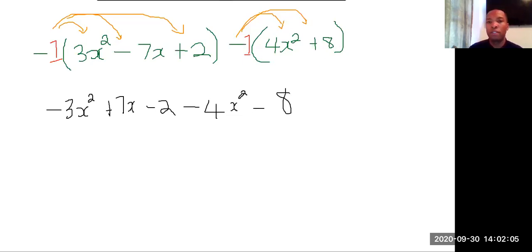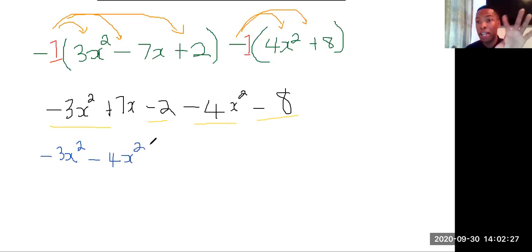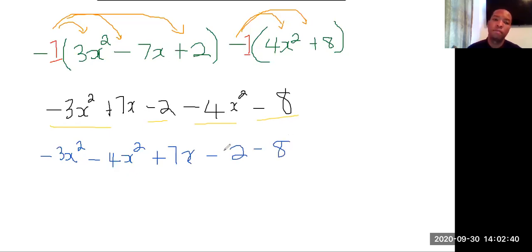Now the next thing I have to do is group my like terms. So I have a -4x squared here and I have a -3x squared there. What else could be grouped? My -2 and my -8. So I'm going to go ahead and rewrite this so that it's all grouped. -3x squared minus 4x squared. I'm already putting it in descending order because I know that I have to do that, so I'm just going to do it from the get-go. And then I have a positive 7x, and then I have a -2 minus 8. Now I simplify.